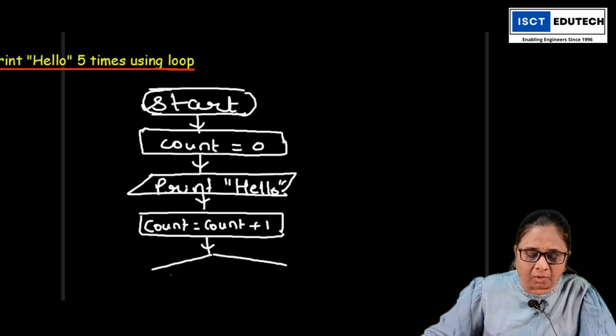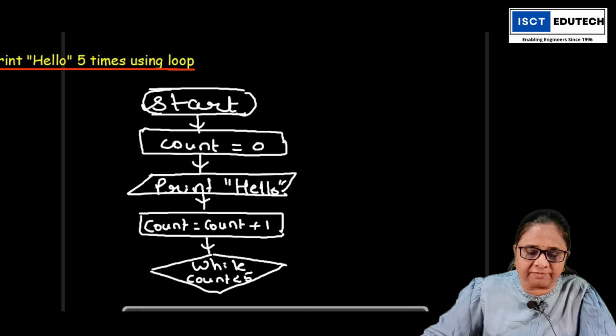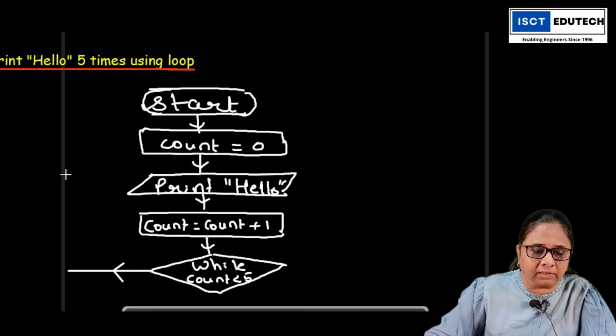So here we put a rhombus, and within this rhombus, we use a new keyword called while. While count less than 5. This means if the value of count is below 5, repeat. So I will take the line, or the control, back to what now? The print statement. So now the control goes back.